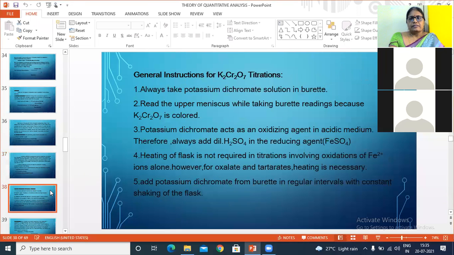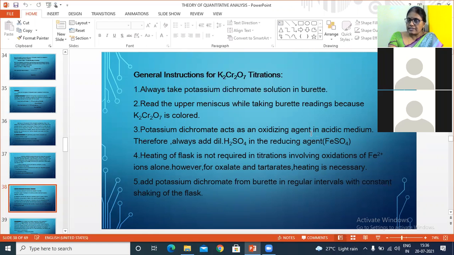Next, what are the general instructions for potassium dichromate titrations? Always take potassium dichromate solution in the burette, like KMnO4. Read the upper meniscus while taking burette readings, because potassium dichromate is colored, a yellowish orange, not completely yellow or orange. As it is a colored solution, we are unable to find the lower meniscus, so we should mark the upper meniscus, which has to be touched with the zero mark. That is the second thing.